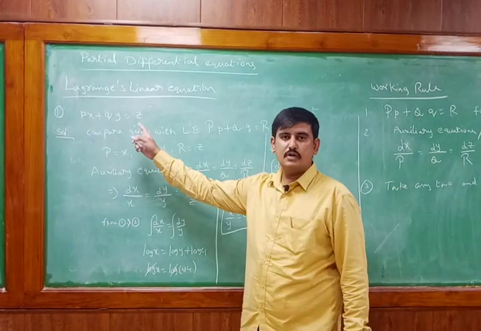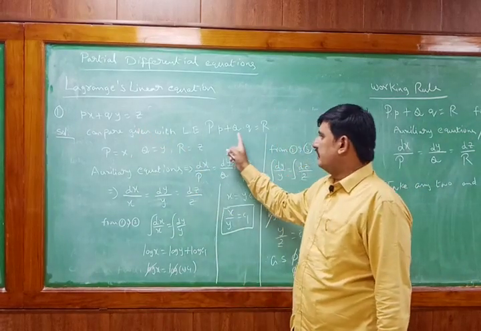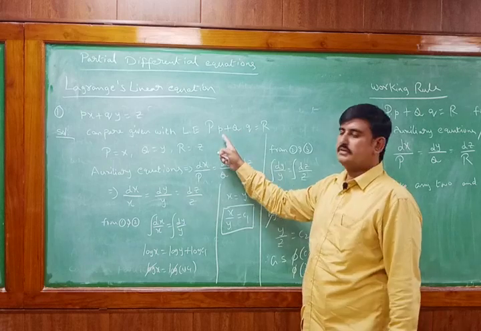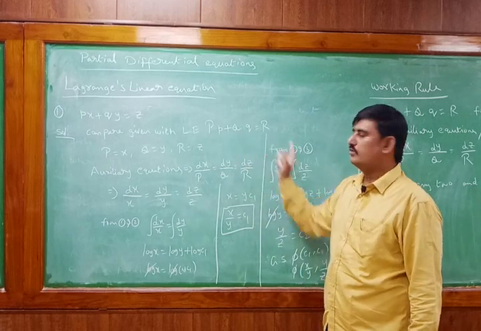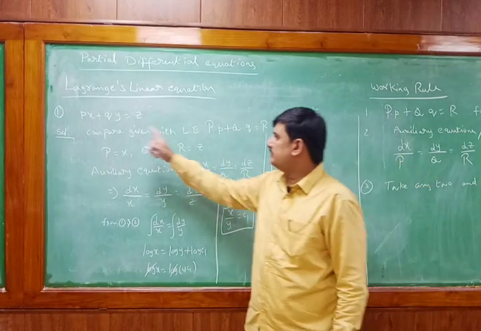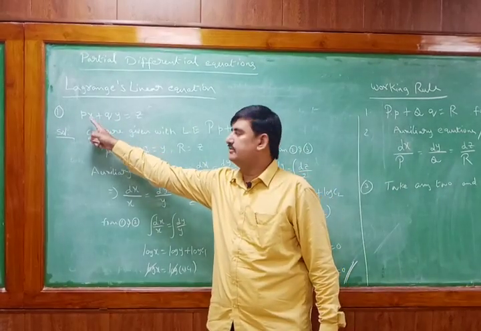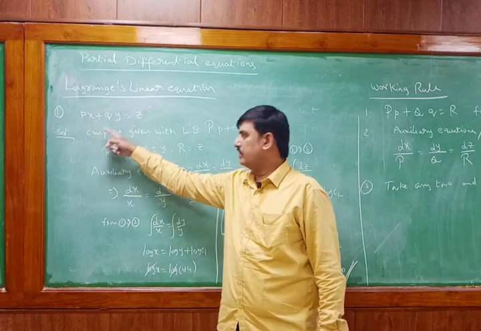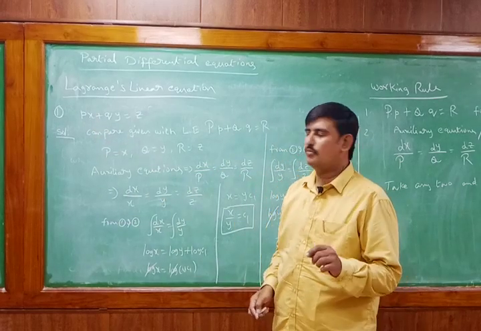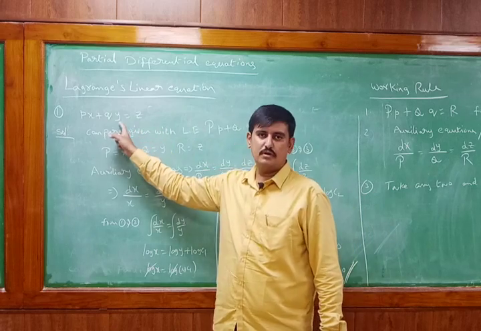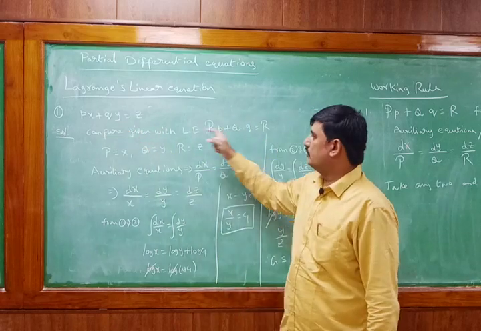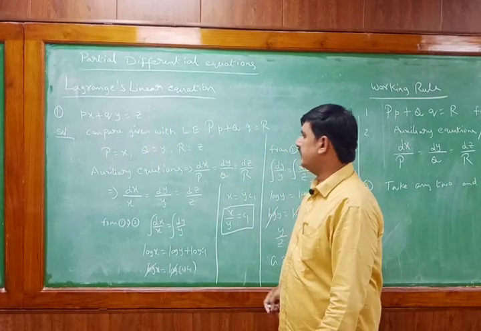So what do we have to do here? First we have to compare the given equation with Lagrange's equation. What is the Lagrange's equation form? Capital P into small p plus capital Q into small q equal to capital R. Whatever is the coefficient of small p, consider as capital P. Whatever is multiplying small q, consider as capital Q, and the right hand side part consider as capital R.